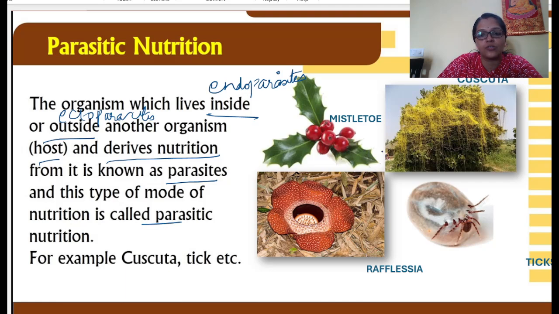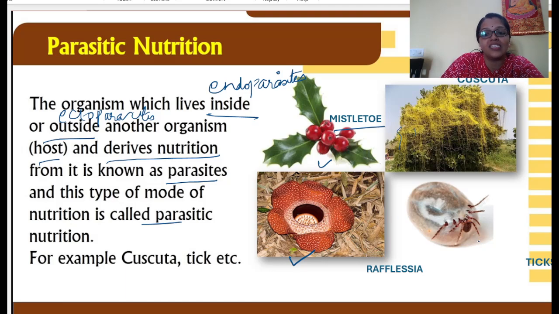Here the example is cuscuta. This is a yellow, thread-like structure surrounding and covering the whole tree. This is a kind of parasite. It will suck the nutrition from the plant. The next example is mistletoe, which is also a kind of ectoparasite present outside the plant, sucking the nutrition out of it. This is also for plants. The third one is Rafflesia. This is the largest flower and it is also a parasite which sucks nutrition from other kinds of trees.